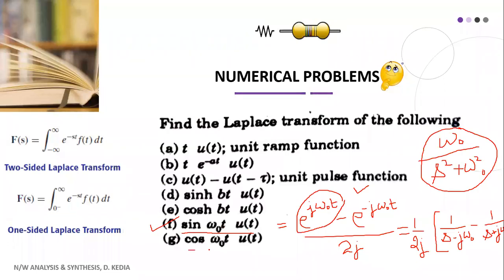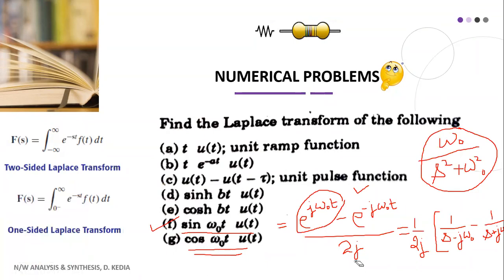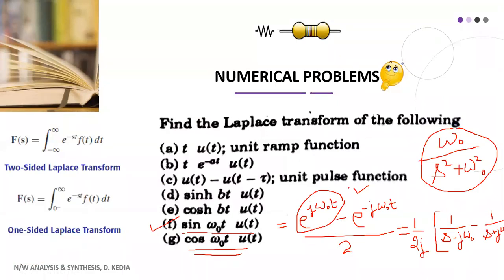And in a similar fashion, if you carry this out for cos omega naught t, there will be one difference in the exponential representation. You will have only 2 in the denominator, and instead of minus here, you will have a plus. So you have e raised to the power j omega naught t, plus e raised to the power minus j omega naught t, divided by 2. This is the expression that we have.